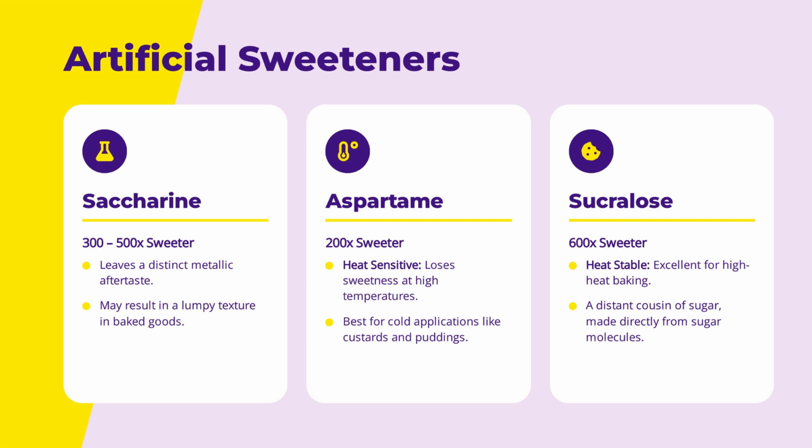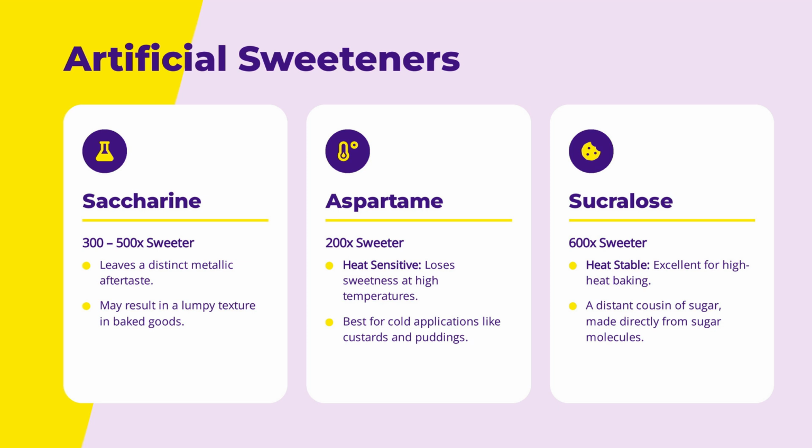The next sweetener is aspartame. Aspartame is nearly 200 times sweeter than sugar. Although it provides excellent sweetness, it is not suitable for high-temperature baking because heat reduces its sweetness. Therefore, it is mainly used in cold desserts, beverages, yogurts, and similar products.